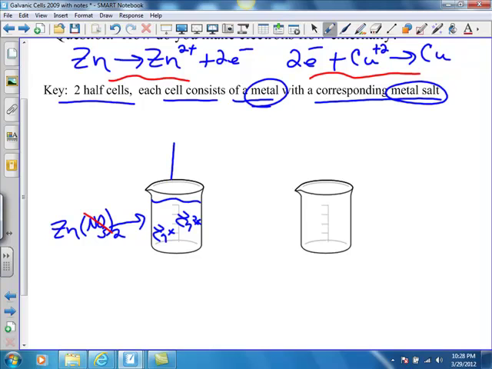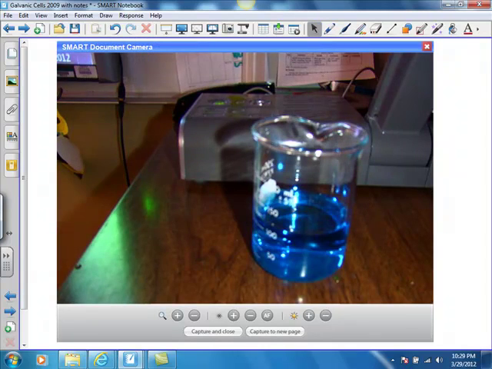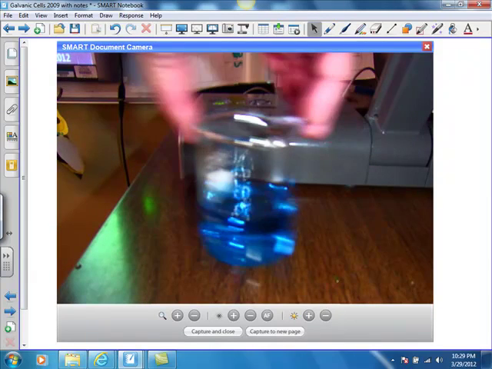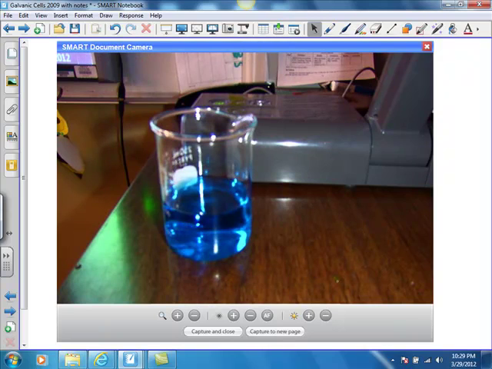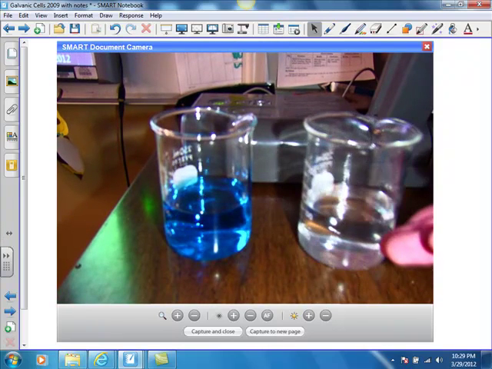So we're going to stick a metal in here, and that is going to be a piece of zinc metal. So it's going to be a solid piece of zinc. I'm going to go back to my diagram here, and I'm going to move this beaker out of the way a little bit. I'm going to move this beaker into play.